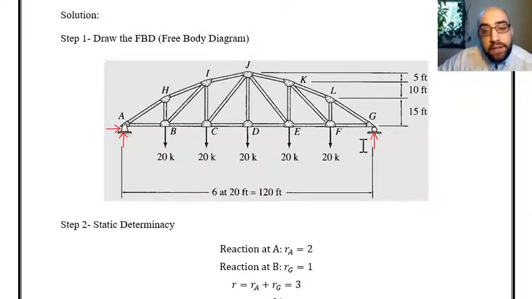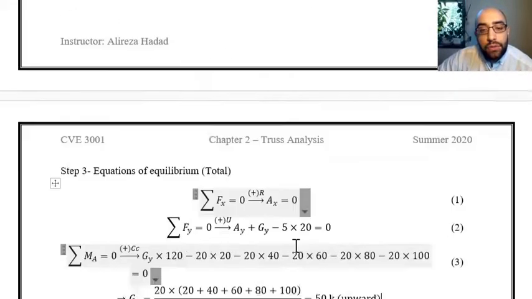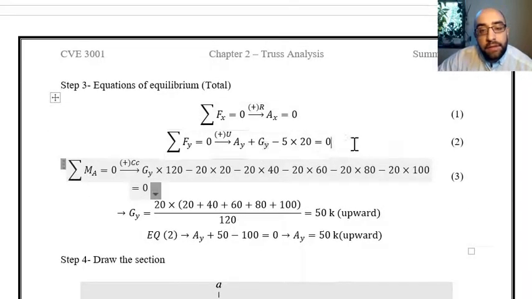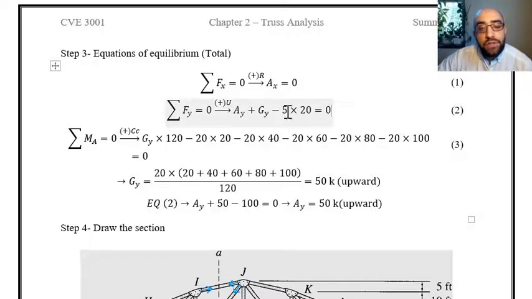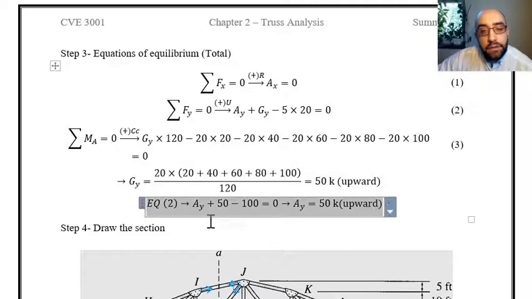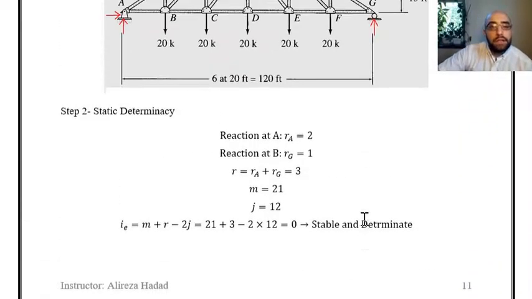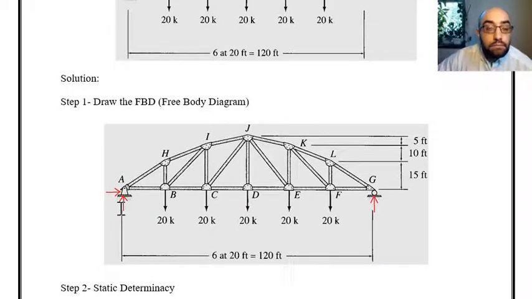Now we can return the value of this reaction at G into the equation that we had for summation of forces in the vertical direction. Once I return this reaction over there, you can see the only unknown is AY, that is written over here. Finding this reaction, we can see this is also 50 kips, which is upward. By using these equations, we could find the reactions at A and G.